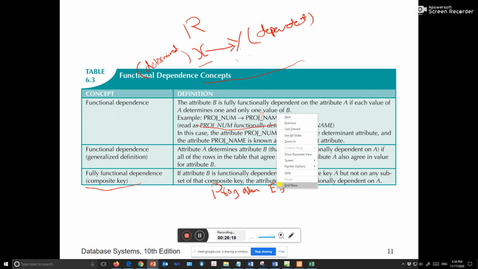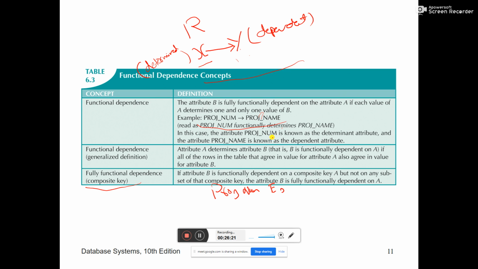Oh god, I don't know, I do something wrong with this pen. Oh, shoot.